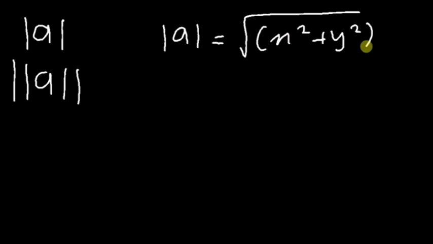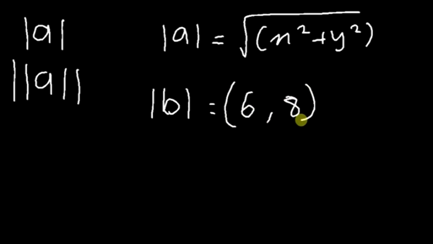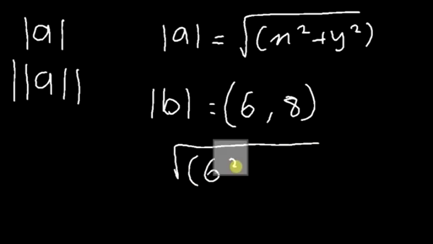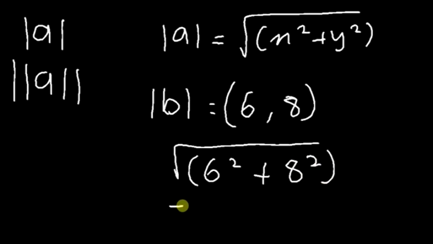For example, B has a magnitude of 6 in the x-axis and 8 in the y-axis. We calculate the magnitude of this vector using the formula of Pythagoras theorem, and the answer is 10, which makes vector B have a magnitude of 10.